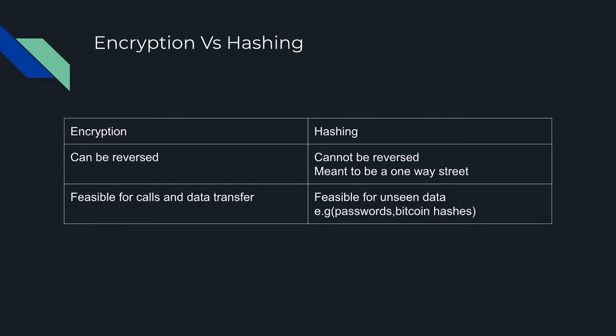Hashing cannot be reversed, and it's a one-way street. Think of it like a lock with one key. It's mainly feasible for unseen data, such as passwords. While you might think your password is something, on the database it might be hashed so that no one can read it. Since you don't look at your password on your screen, you simply type it in, it's usable for normal users that are not coders. It's also used in Bitcoin, where every single Bitcoin block is protected with a hash.